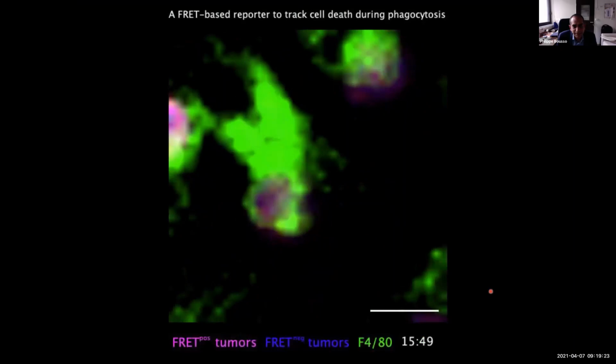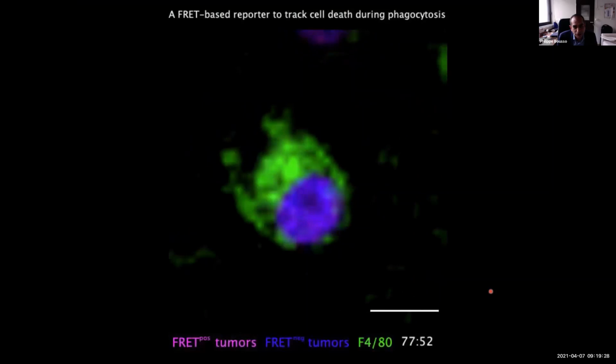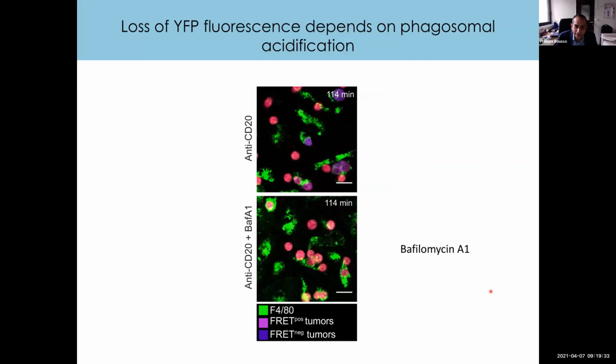And this you can see in live, where you can also appreciate the color change that is very easy to detect. Now we just add an additional control for this in vitro experiment. If we block acidification in the macrophages, what you see on the bottom panel, well, the macrophages can still engulf the tumor cells that are coated by the antibody, but you no longer see the color change, suggesting that the probe works the way we had initially imagined.